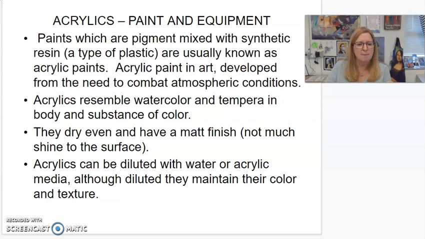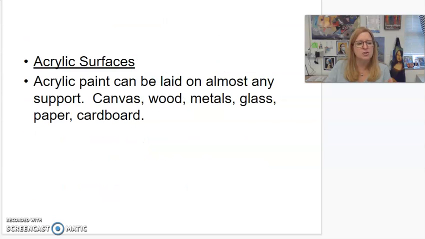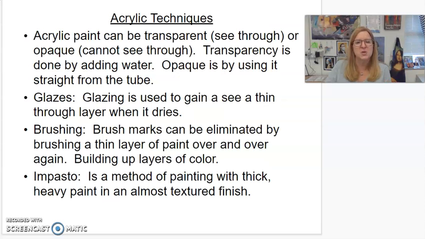I think I already talked about pigments and surfaces, so I don't really know why this is repeating. Okay, acrylic paint can be transparent, you can glaze with it, you can brush with it, and you can paint in impasto, which means really thick. I hope you took good notes because you have a quiz upcoming on this information.